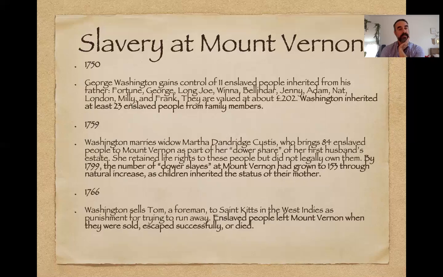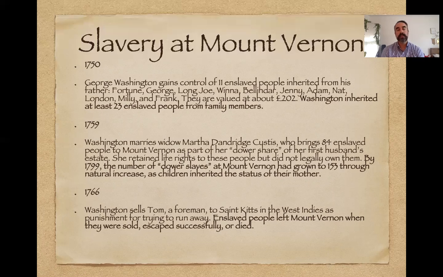So we start our story in 1750. Washington has come of age so that he now has control. He's 18 in 1750. And through that comes into control of 11 enslaved individuals that he inherited from his father, Augustine, right? Augustine dies when Washington is a child. And so through the will of Augustine, when Washington came of age, he would inherit these 11 slaves. And so Washington, throughout his lifetime, will inherit 23 enslaved people from his family, right?